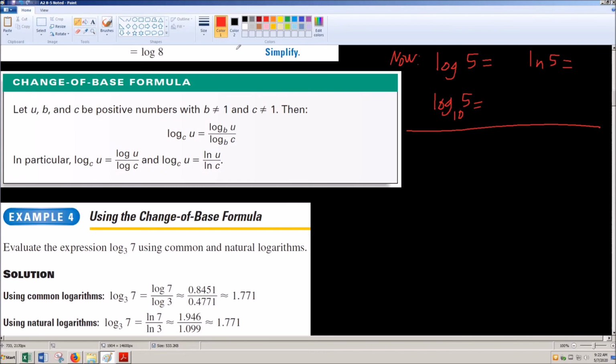Now the way we do that is with our change of base formula. My change of base formula says that I can do log base c of u, and that's equal to log base b of u over log base b of c. Now this b just got introduced. There's only two b values that I'm ever going to want to use. I'm going to want to use b as 10, and that's for my common log, or I want to use b as e, and that's for my natural log.